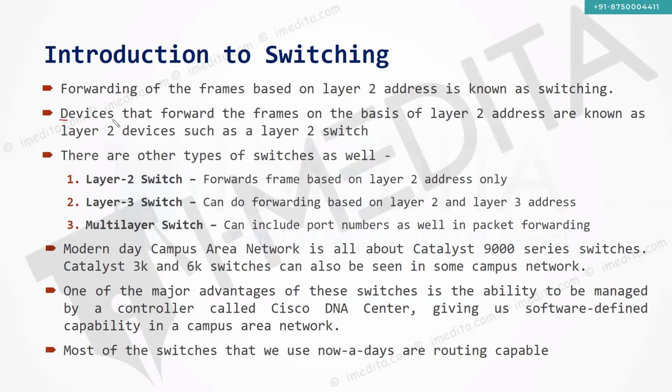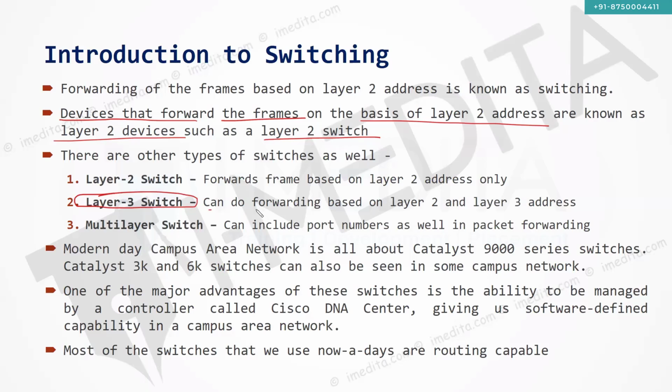If you have a switch that can forward the frames based on layer 2 information, then you're going to call them layer 2 devices, layer 2 switches. Nowadays, layer 2 switches are not really famous, although Cisco is still selling them. You can still buy layer 2 switches from Cisco, which is fine. But even the Cisco Validated Design guides, CVDs, are not recommending us to go for layer 2 switches anymore. They are recommending us to directly go for layer 3 switches.